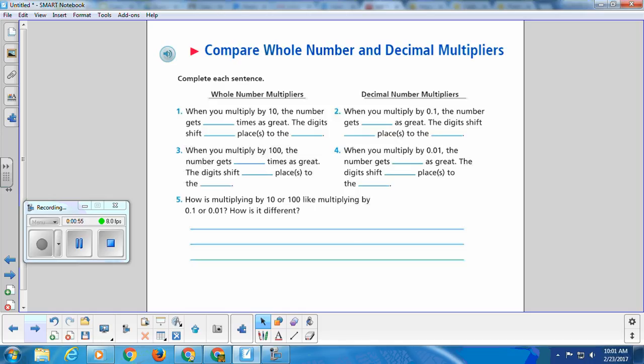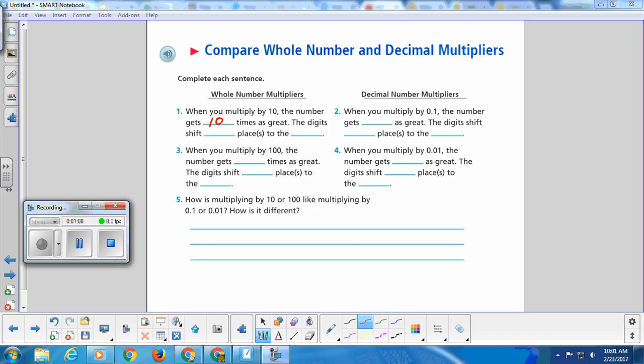But when you multiply by 10, the number, just as in 10 times 10, gets 10 times as great. The digits then shift one place to the left. So if you're looking at the screen right now, we're going to go this way. So that decimal point stays still. Those numbers are going to go this way.